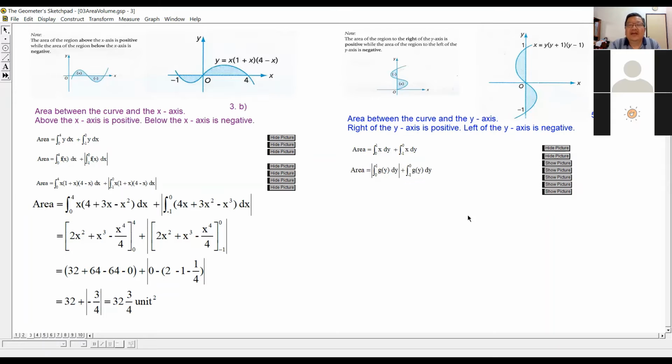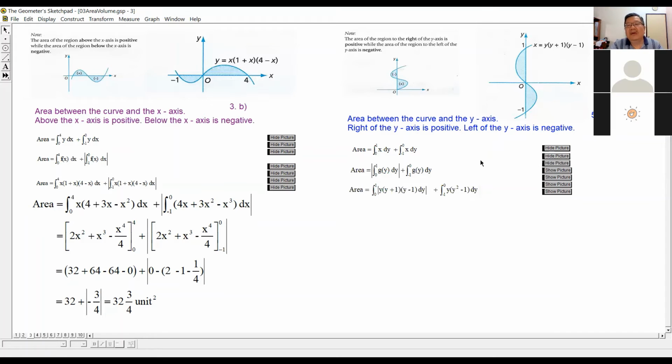Then I know that this part from 0 to 1 is on the left-hand side, so it is going to be negative. So quickly I put the modulus sign, the absolute value sign, there. Then the next definite integral from -1 to 0, I know that this is positive because it is on the right-hand side. So no need to put the modulus sign.